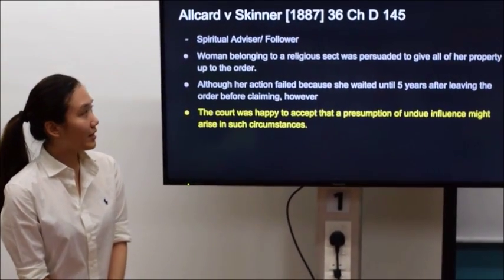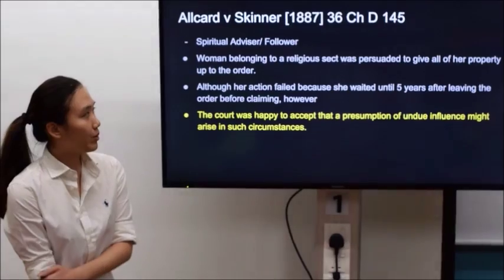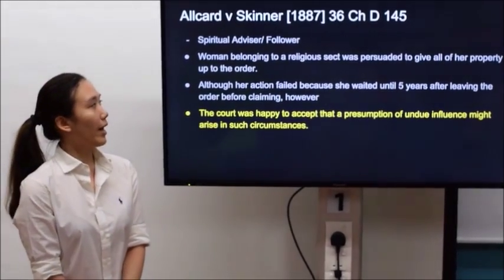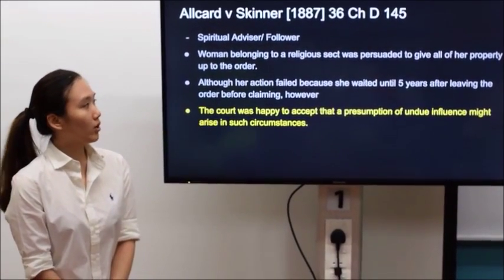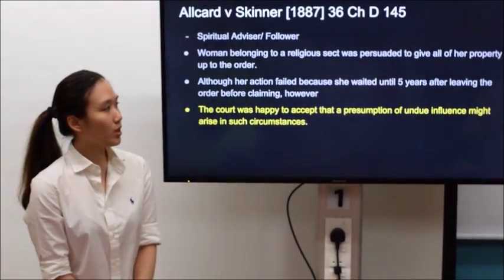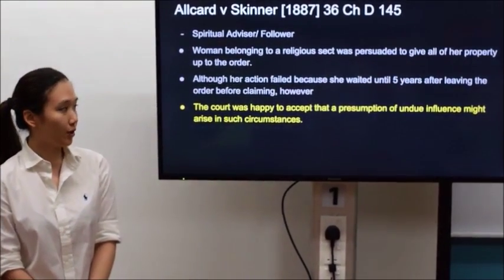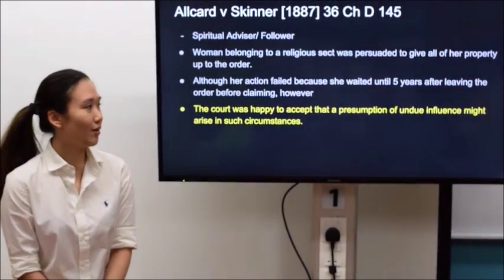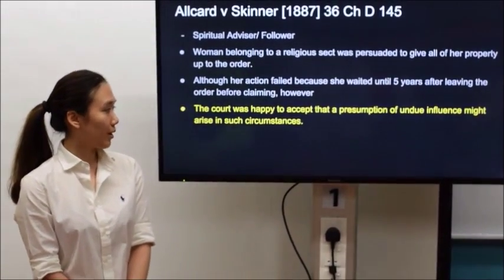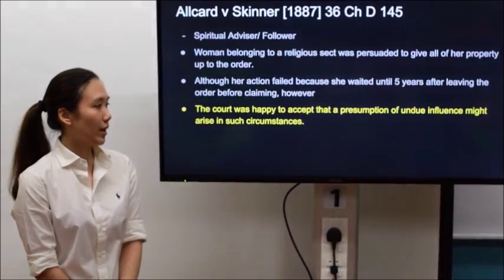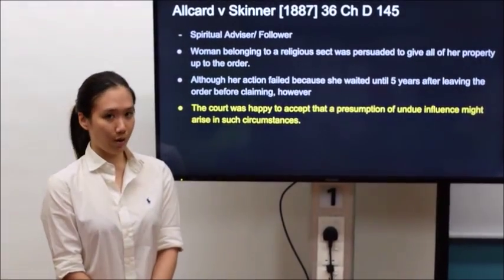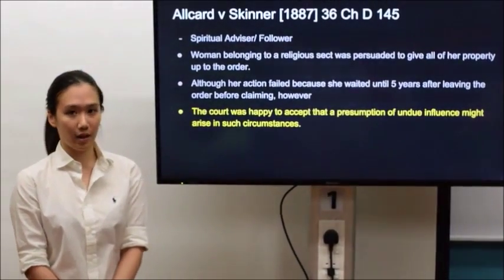In Allcard v Skinner is an example of spiritual advisor and follower. Here, a woman belonging to a religious sect was persuaded to give all of her property to the order. Although her action failed because she waited until 5 years after leaving the order before claiming, the court was happy to accept that a presumption of undue influence might arise in such circumstances.